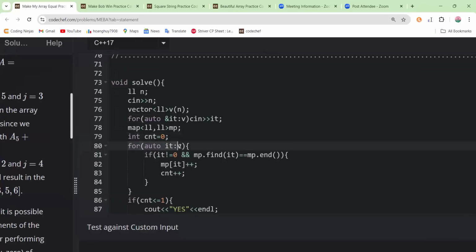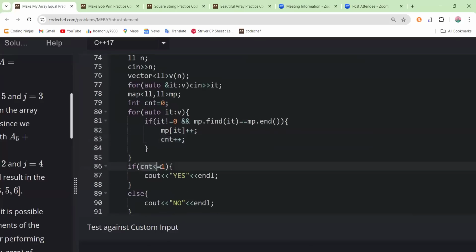Then I went to each and every element of the vector. If the element is not equal to 0 and mp.find equals mp.end, that is, this particular element is still not inserted in the map, so what we do, we insert that particular element, and since we know that we have found one unique positive integer, in that case, simply increment the count. At the end, if my count is less than or equal to 1, that is, I know that I can have at most one unique positive integer, right? So if my count is less than or equal to 1, in that case, I am printing yes, else I am printing no. So this is the code and the logic for the first question.